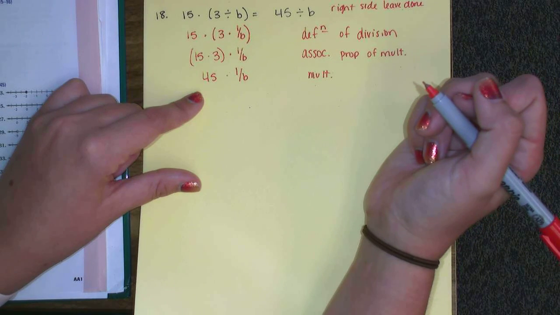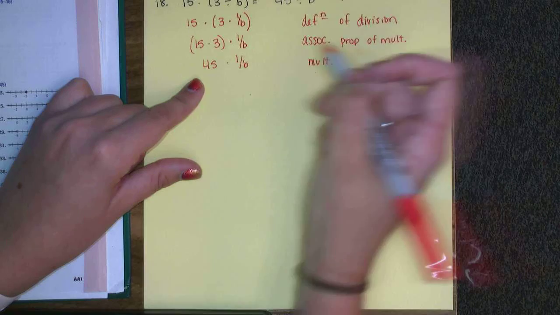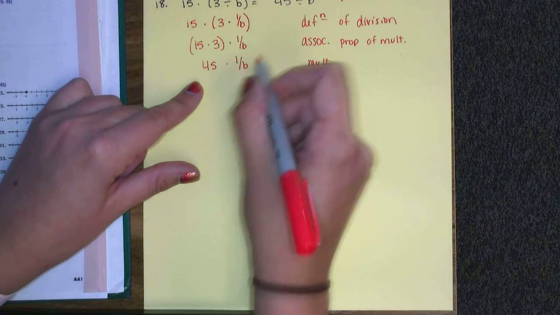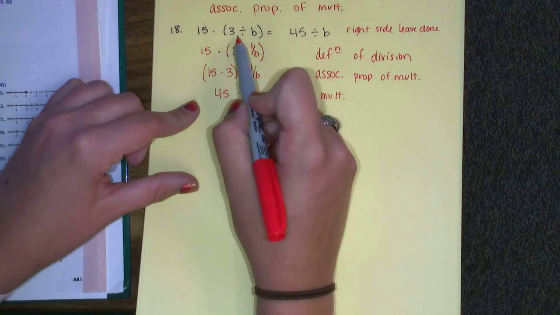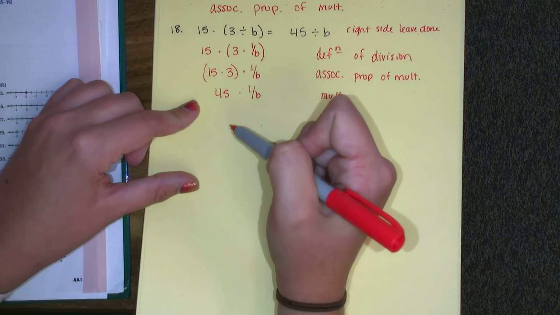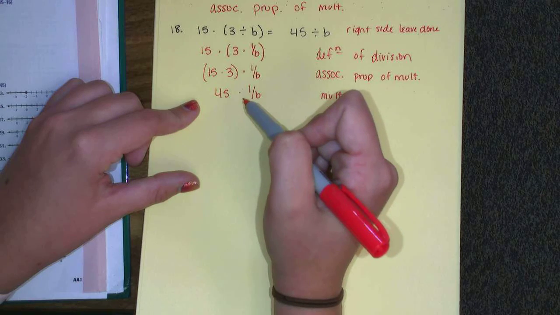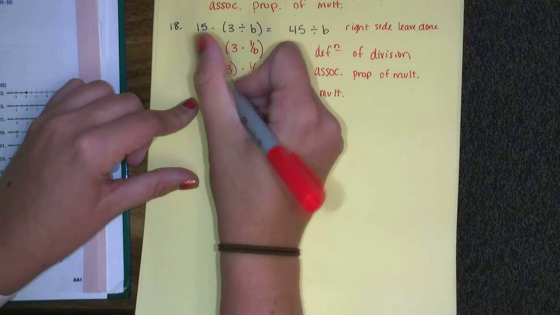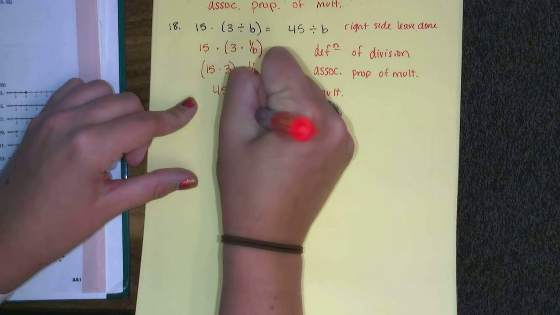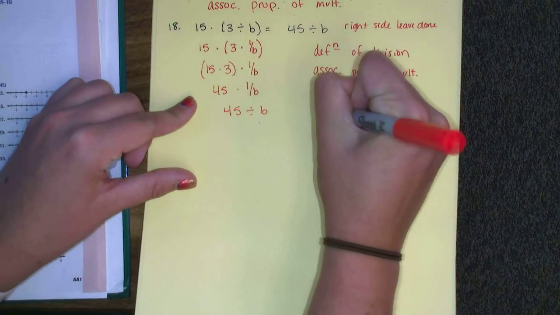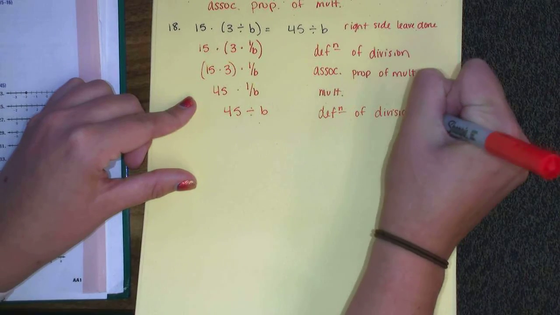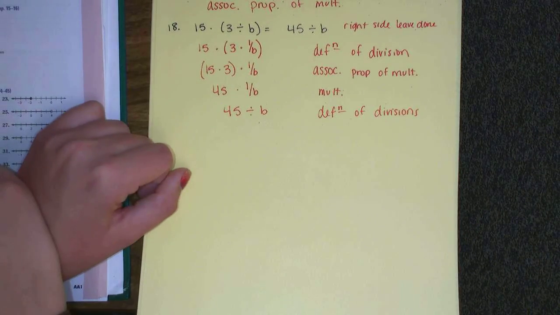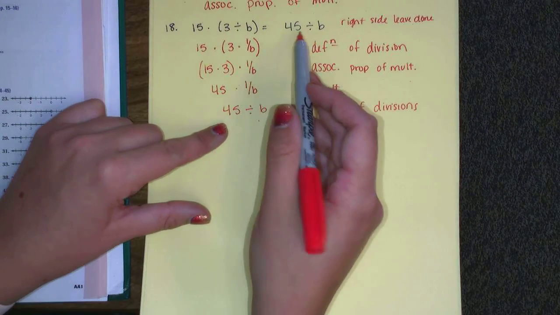All right, next step. So we want to undo because we want it to look like this right side. So I need to undo what I had done up here. By the definition of division, I can just rewrite this as 45 divided by b. So the definition works both directions. And now that matches what I had here, so I'm done.